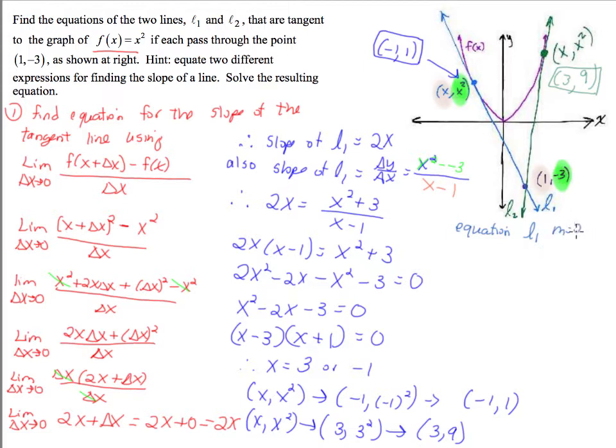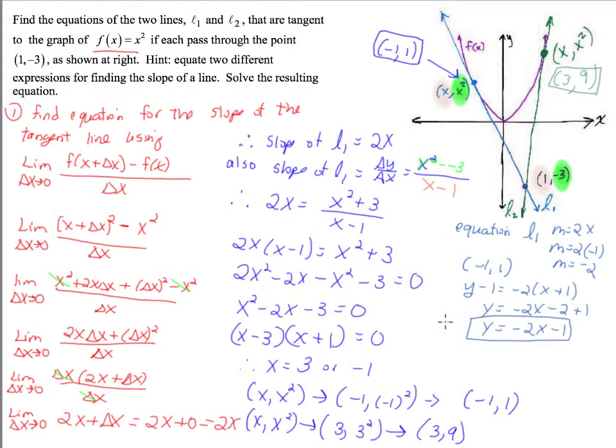To find the slope of L1, I will take my formula to find the slope of the tangent line, and I will substitute negative 1 in place of x. So the slope for tangent line L1 is -2. So I'm going to find the equation of a line at the point (-1, 1) and slope of -2 using my point slope form. Therefore, the equation of my tangent line L1 is y equals -2x minus 1.